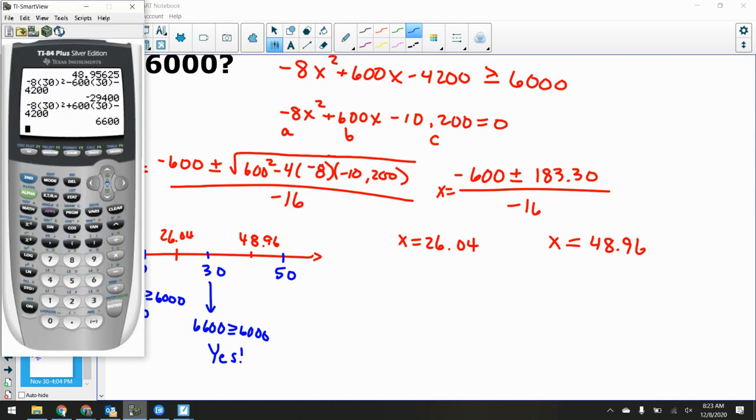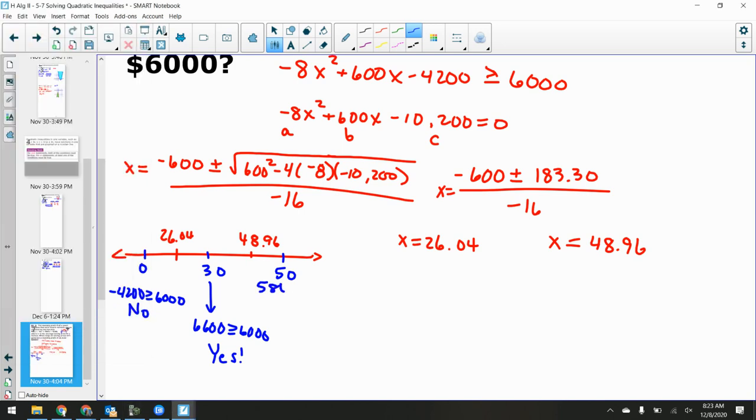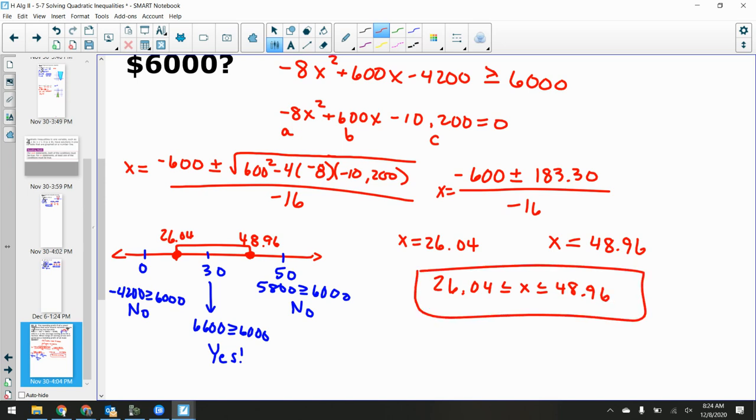And then I run 50. Let's go 50 instead of 30. And I get 5,800, which is not true. 5,800 is not bigger than 6,000. So that's a no. So we've got a no, yes, no in this case. So my solutions are only in between, and I use solid dots because this is an or equal to. My solutions are only in between there. So what does that mean? That means that it's between 26.04 and 48.96. That's the range of values that will keep my profit above $6,000.